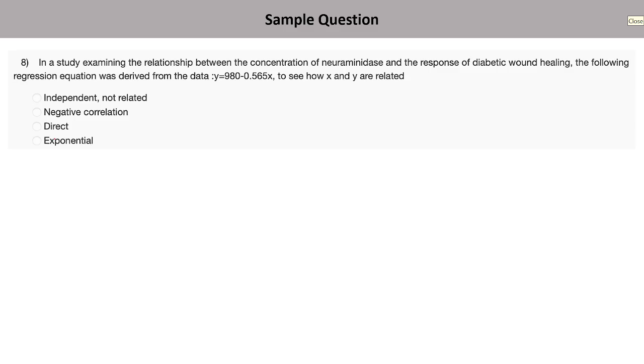In a study examining the relationship between the concentration of neuraminidase and the response of diabetic wound healing, the following regression equation was derived from the data: y equals 980 minus 0.5x. To see how x and y are related, the question is how, in this equation, are x and y related? Whether they are independent and non-related, have a negative correlation, are directly correlated, or exponentially correlated.